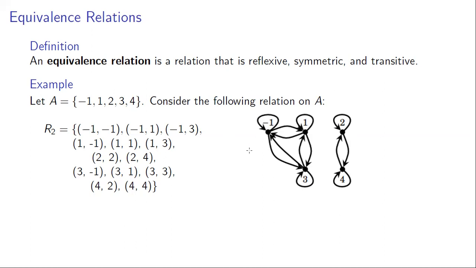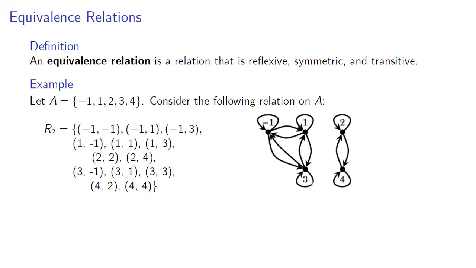Is the relation symmetric? Symmetric means that if A is related to B, then B is related to A. So in other words, whenever there is an arrow going one way, there has to be an arrow going back the other way. And if we look in this diagram, that's always the case. Whenever there's an arrow going one way, there's an arrow going back the other way.